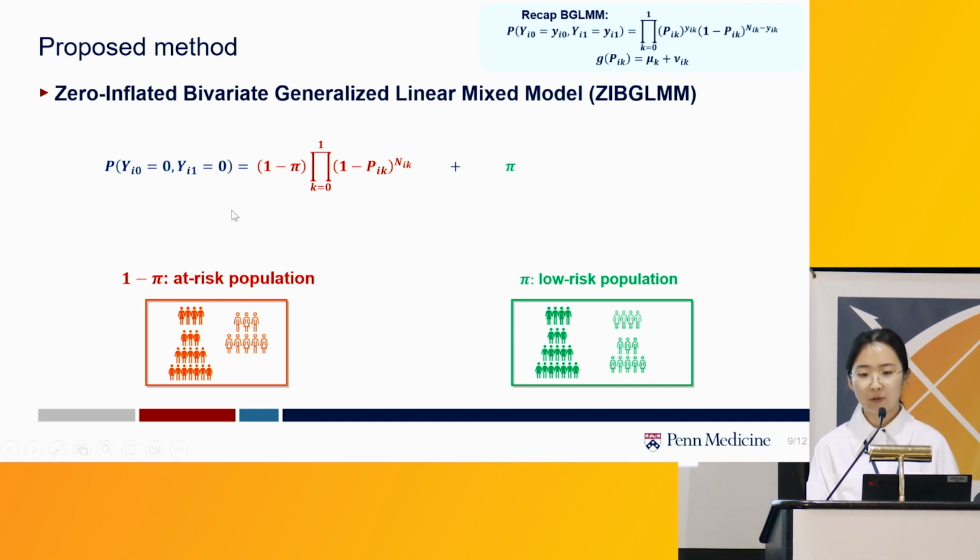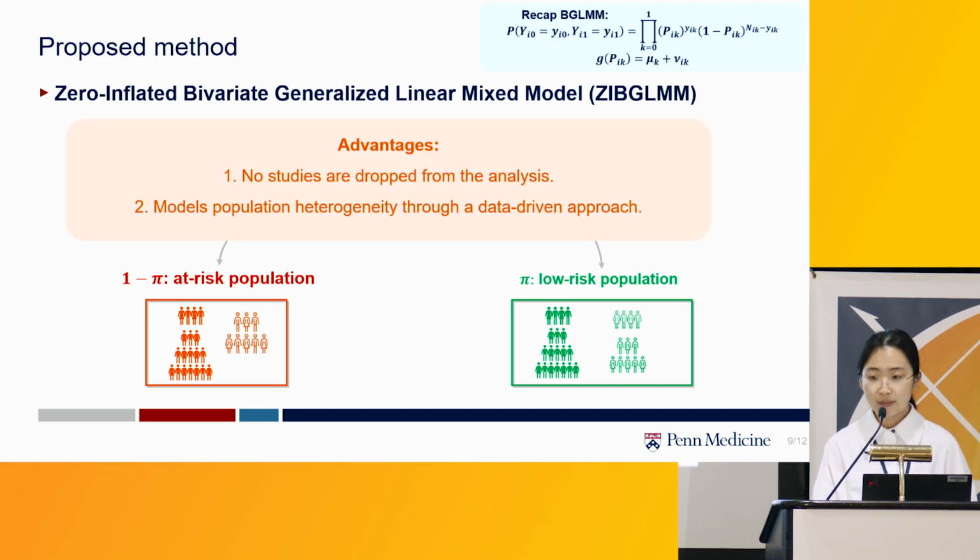Our model is a two-component finite mixture model, and given a double zero study with zero event counts for both treatment groups, it either comes from the at-risk population or it comes from the low-risk population. And still, the parameters of interest are the random and fixed effects and can be estimated using maximum likelihood estimation. The advantages of our method are twofold. First, no studies are dropped from the analysis. And second, our method models the population heterogeneity, by which I mean the existence of a low-risk and an at-risk population, through a data-driven approach.